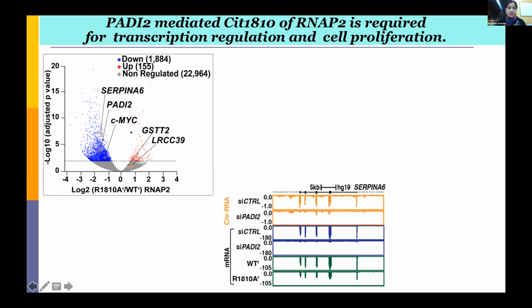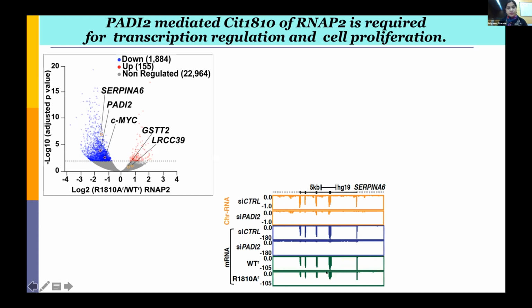Whereas the upregulation of genes is not so evident, it's just 150 in comparison to 1884, suggesting that this citrullination mark on RNA polymerase is a positive regulator that allows transcription to happen. You are also seeing over here some genome browser snapshots. So you can see when you do the knockdown of PADI, you deplete the transcription. But when you use the mutant form of RNA polymerase, which could not be citrullinated, you also reduce the transcription over here, as you see.